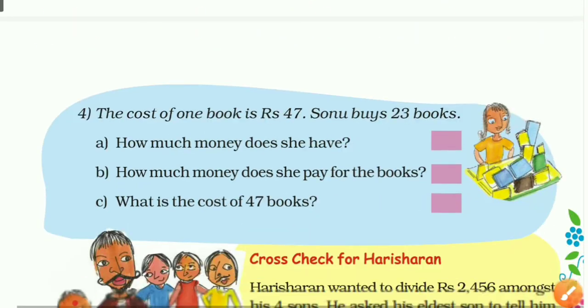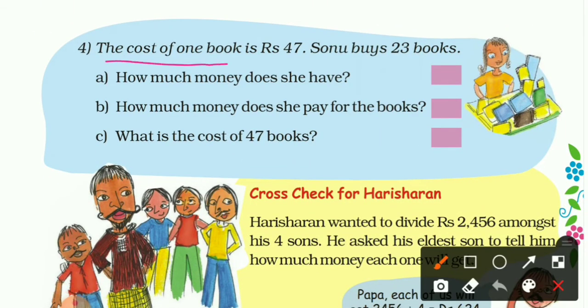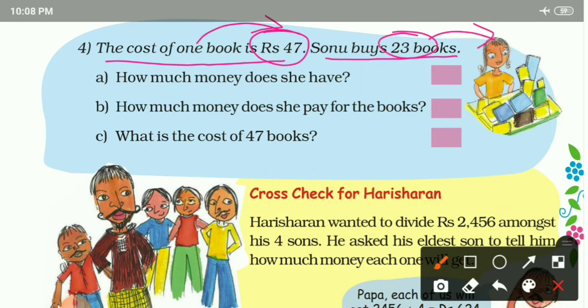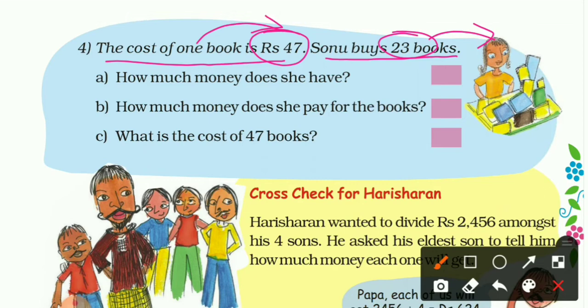Now question number 4. The cost of one book is 47 rupees. Okay. So Sonu buys 23 books. So the rate of one book is given and here 23 books is given. So I think we have to find the cost of 23 books. So let's come to the options and see whether it is given in the options or not. A number. How much money does she have? No. In the question there is no detail of the money she is spending or saving. So option A is wrong. Now B number. How much money does she pay for the books? Yes, it may be the correct one.